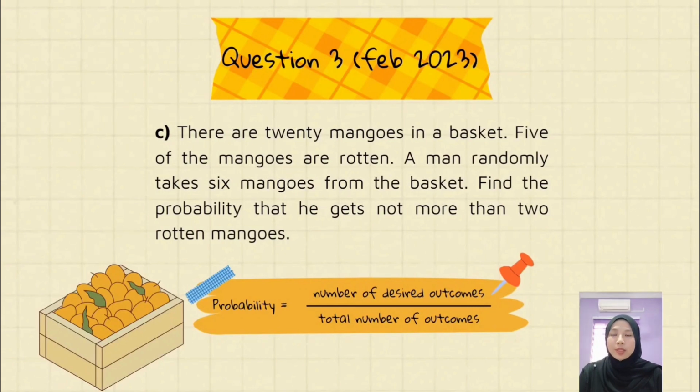5 of the mangoes are rotten. A man randomly takes 6 mangoes from the basket. Find the probability that he gets not more than 2 rotten mangoes. So, to find the probability that the man randomly selects not more than 2 rotten mangoes, we need to calculate the favorable outcomes, which is selecting 0, 1, or 2 rotten mangoes, and divide it by the total number of possible outcomes, which is selecting any 6 mangoes from the basket.